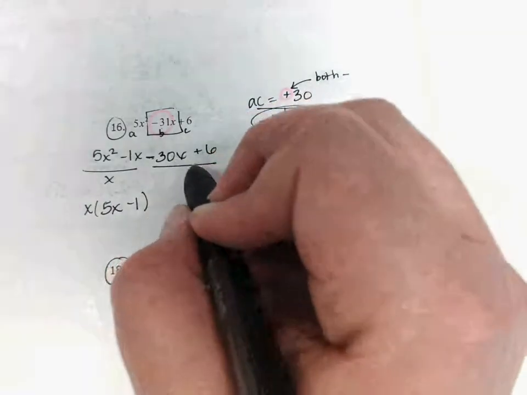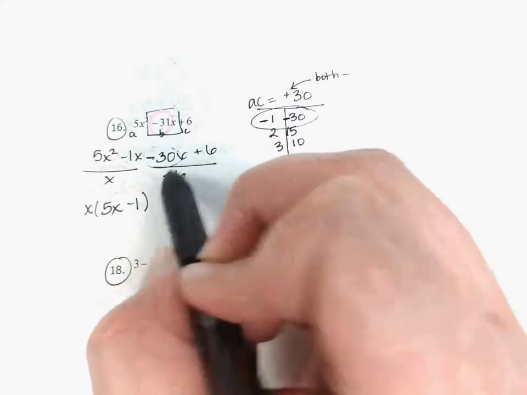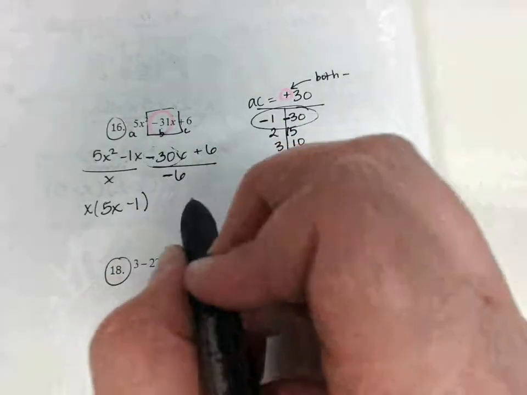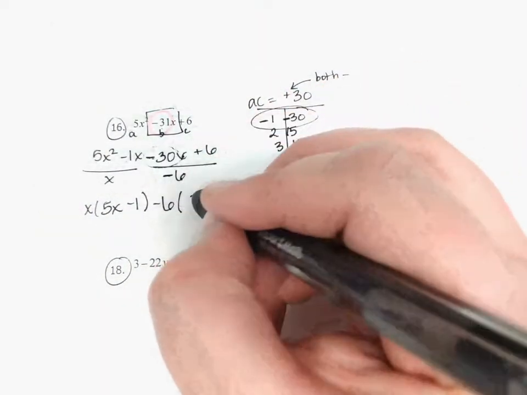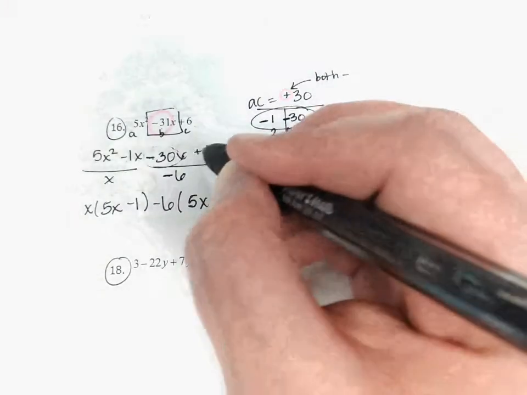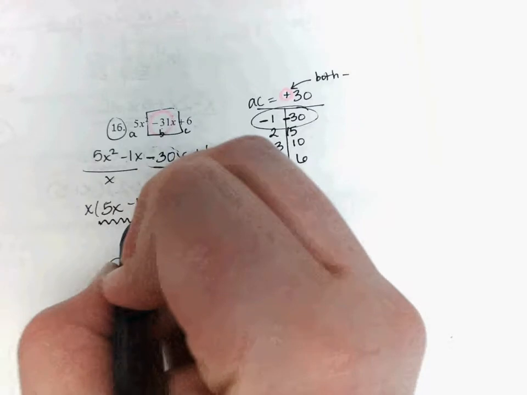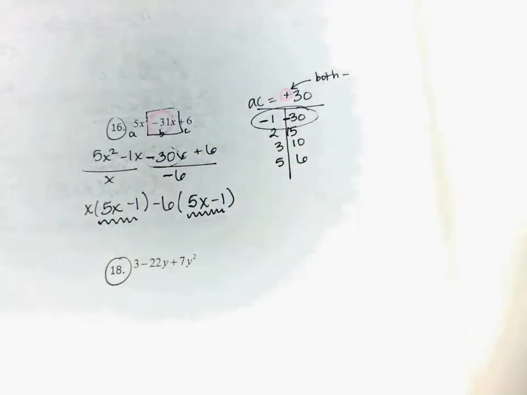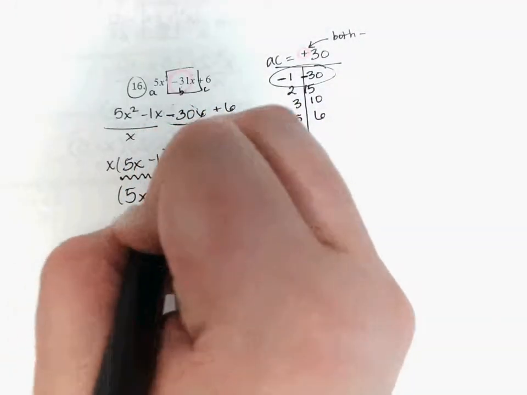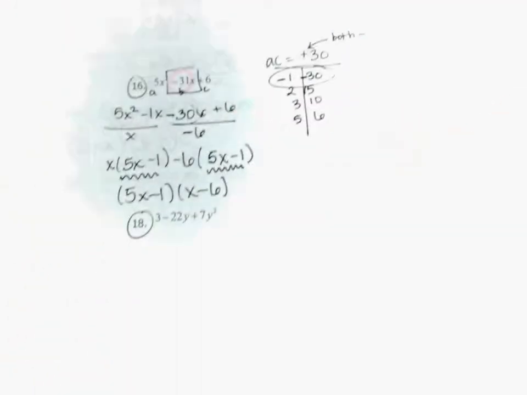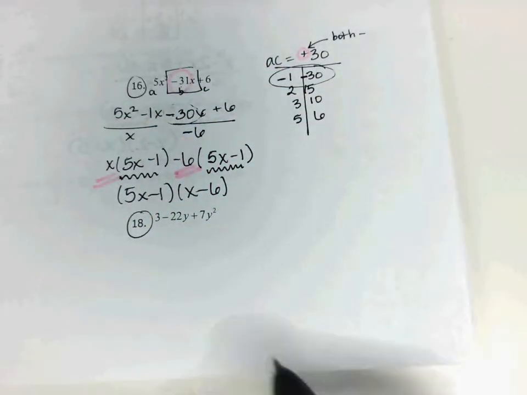Next term, I see those can both divide by 6, but remember that if the first term is negative, you have to divide the negative out as well. So my negative 6 comes out. Negative 30 divided by negative 6 is a positive 5x. And then 6 divided by negative 6 is minus 1. Then I look at these two guys right here. I see that they match. Then I know I did it correctly. So I have 5x minus 1 as my first factor. And then x minus 6 as my second factor. Remember, your second factor comes from what was removed. Okay?